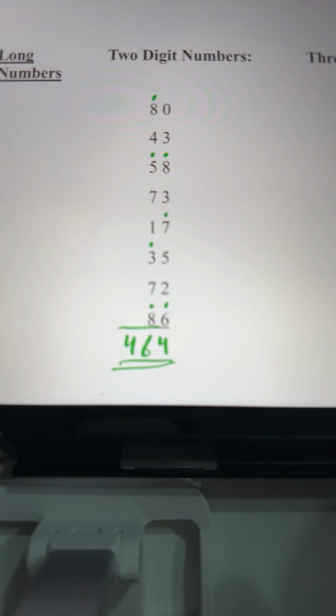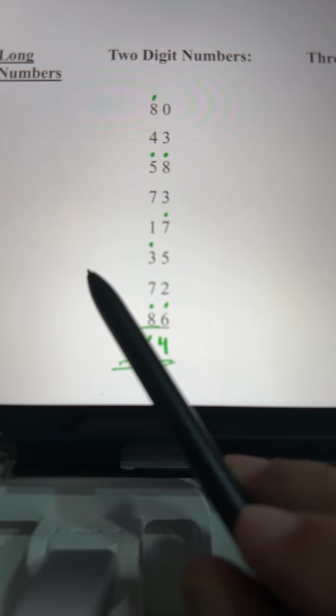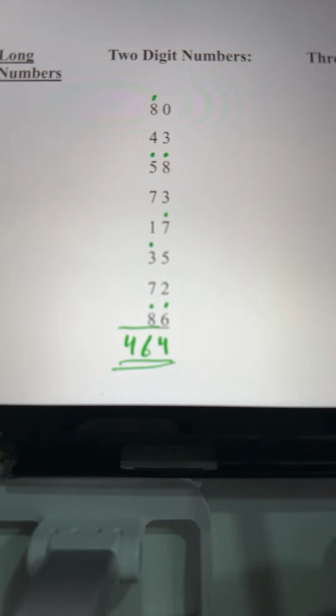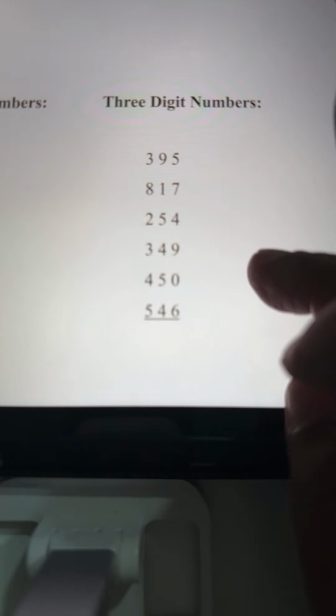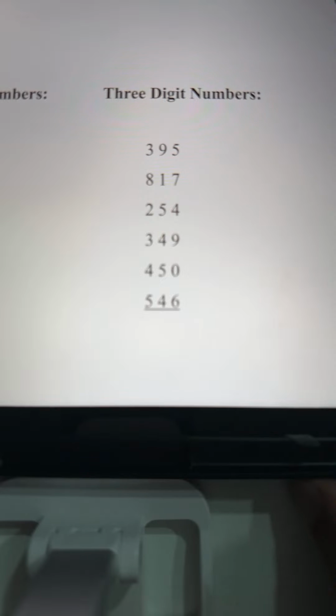So that's the idea. Now this same idea can be used for any number, no matter how big a number is and no matter how many numbers are there in the column. So we can do them very easily. Let's do this 3-digit numbers.